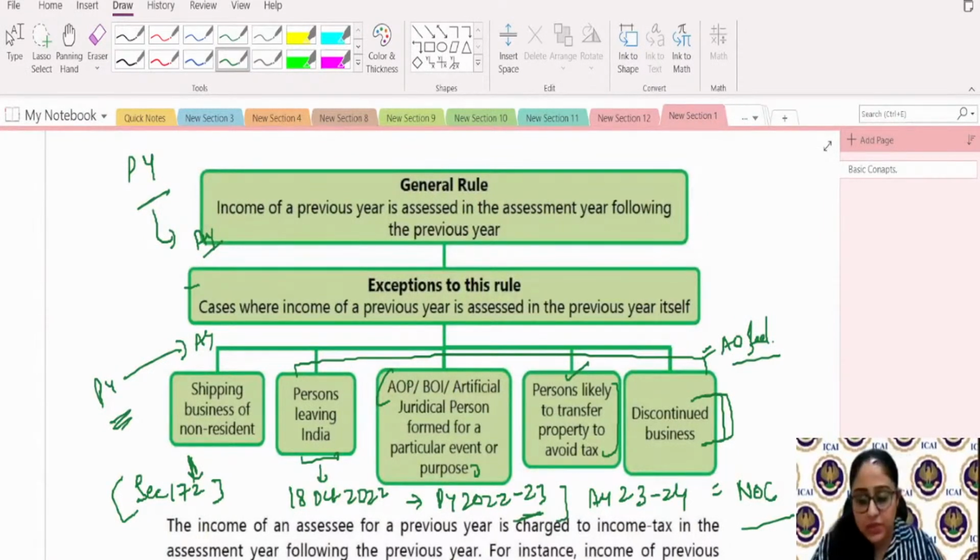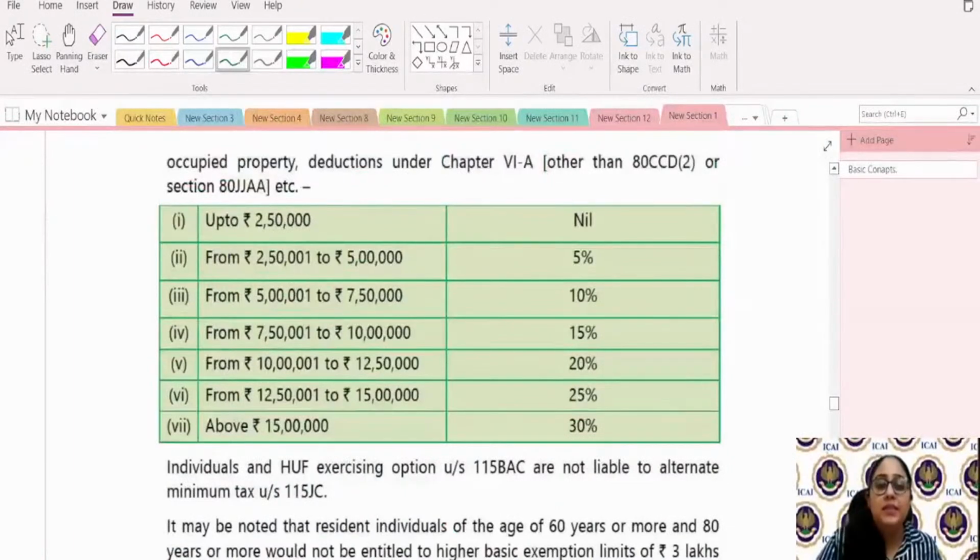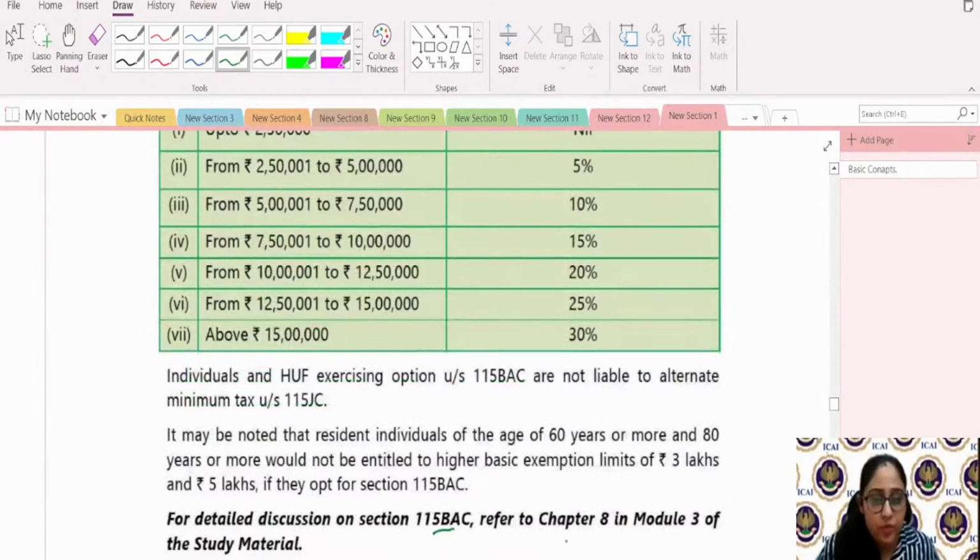115 BAC क्या है स्टूडेंट? 115 BAC, 2-3 साल पहले the concept came. This is a new tax regime. New tax regime है. अभी तक the slab rates which you saw is 0 to 2,50,000, 2,50,000 to 5 to 10 and above, right? But इसमें 6-7 slab rates है, which makes the tax rate less comparatively. But इसका detail would be covered in your chapter 8 of module 3.